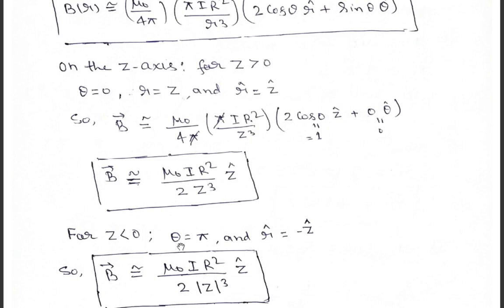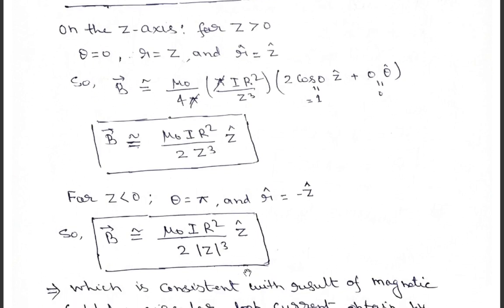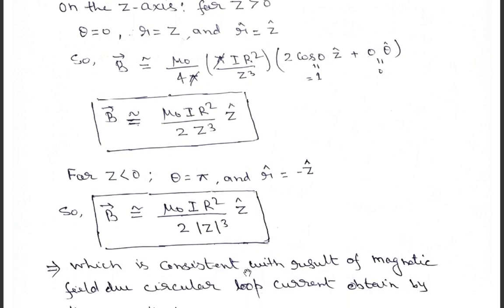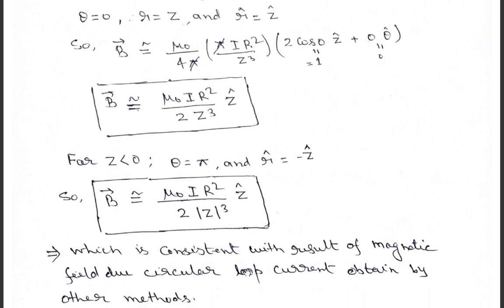If you substitute θ equal to π, and r unit vector will be minus z unit vector, you will get the same result, because cos π gives minus 1, and with minus z unit vector, that is plus 2. So this 2 will be cancelled out, and it will give the same result, but instead of z³ we will have mod z³, that is the only difference. So B vector will be μ0 I R² divided by 2 mod z³ into z unit vector. This is the magnetic field due to a circular loop, which is very consistent with the result obtained by other methods.